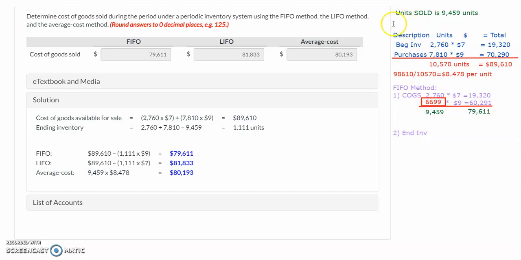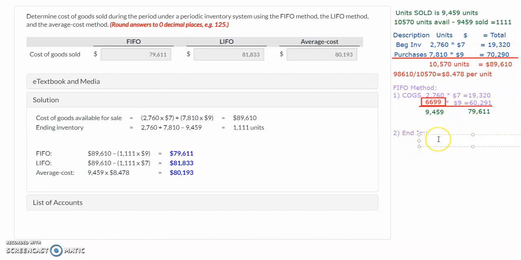If you have 10,570 units available, if you sold 9,459, that means whatever is left over is your units that are sitting in your ending inventory. So once you do the math, I'm going to do this right now. You should end up with 1,111 units.